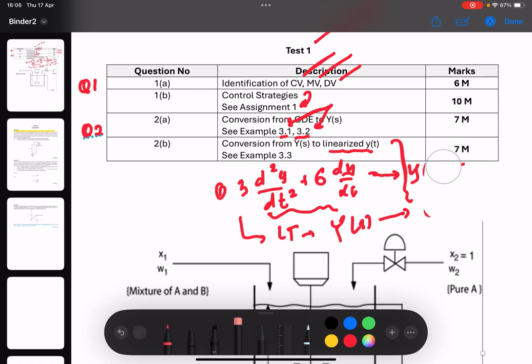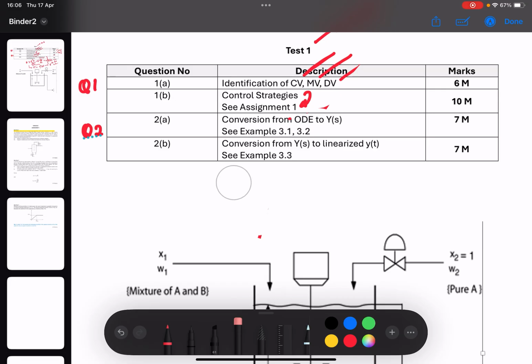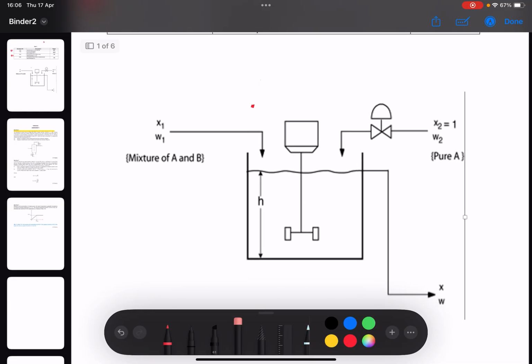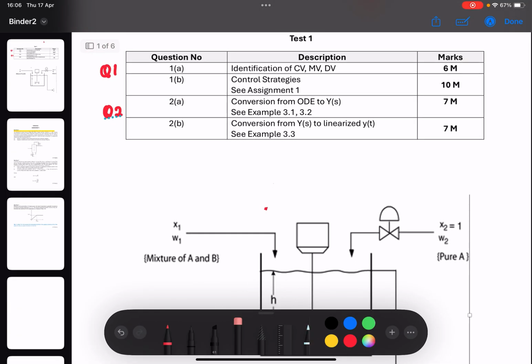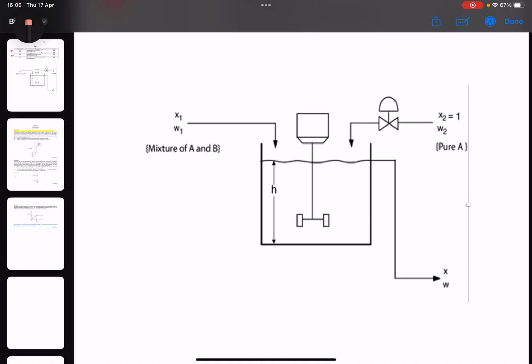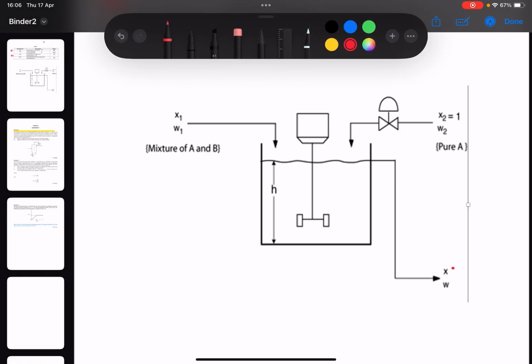Let me erase it first. I'm going to use this example, the blending system, which we already covered, so that we can discuss a little on question number 1 part A, together with question number 1 part B. Usually the question mentions which element they want to control. For example, for the blending system here, if you still remember our class discussion, what we want to control is the mass fraction of component A.